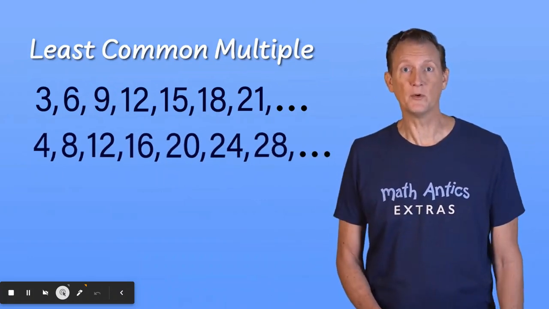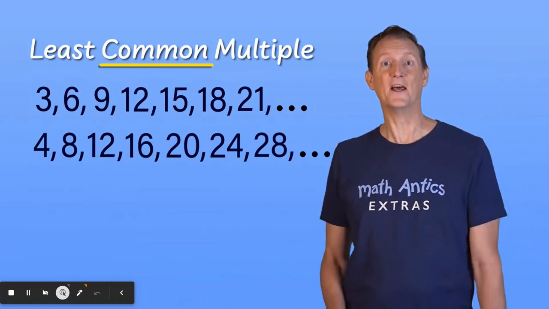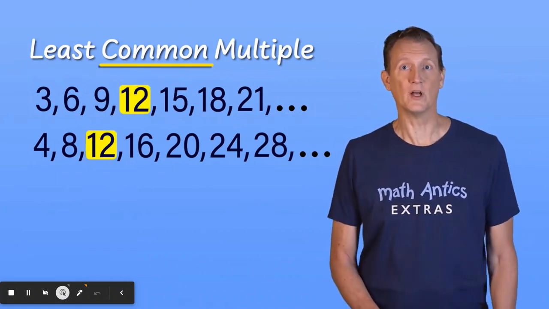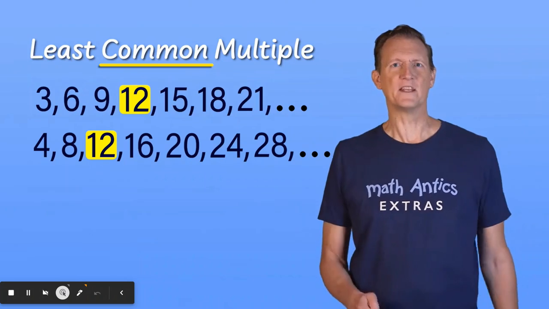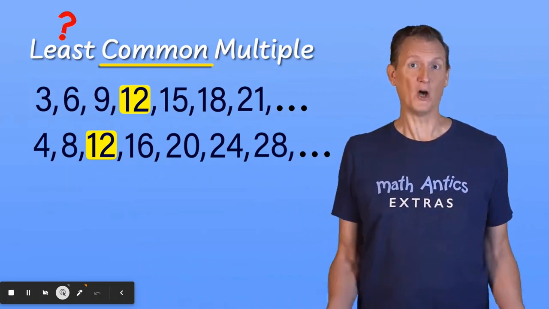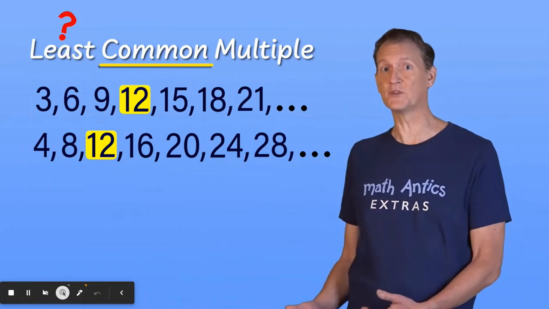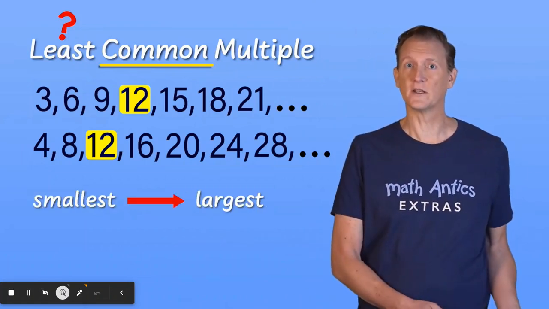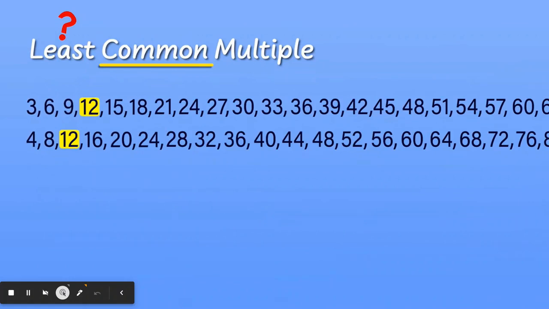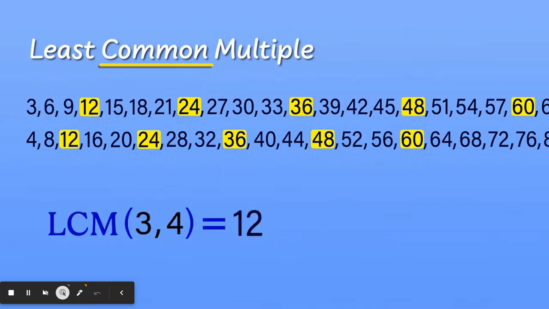Did you notice any multiples that 3 and 4 have in common? Yep, 12 is a multiple of both 3 and 4. But is it their least common multiple? Also yes, because it's the first one that we encountered and we listed the multiples in order from smallest to largest. If we had kept making larger and larger multiples, we'd see that 3 and 4 do have other common multiples, like 24, 36, 48, 60. But they're all bigger than 12. So 12 is the LCM of 3 and 4.